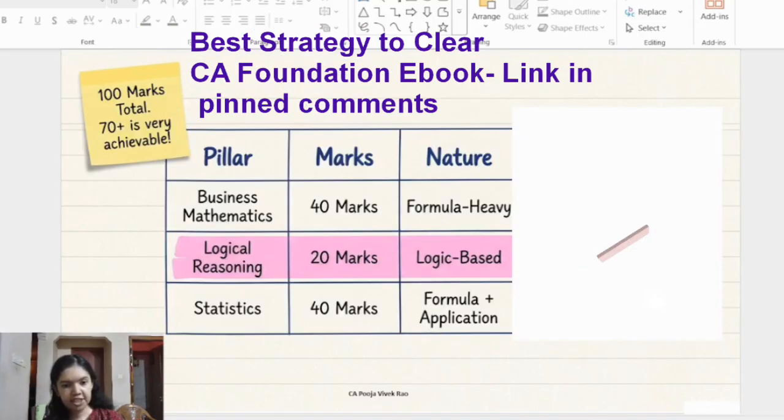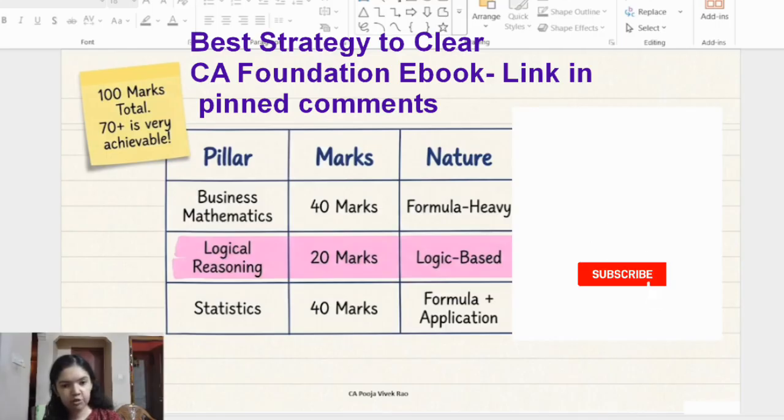Before discussing the strategy, let's understand the structure of the paper. Basically this is a 100 marks paper, completely MCQ based, and it's going to be a 2-hour examination. There is a negative marking of 0.25 marks for every incorrect answer. So the paper is divided as follows.